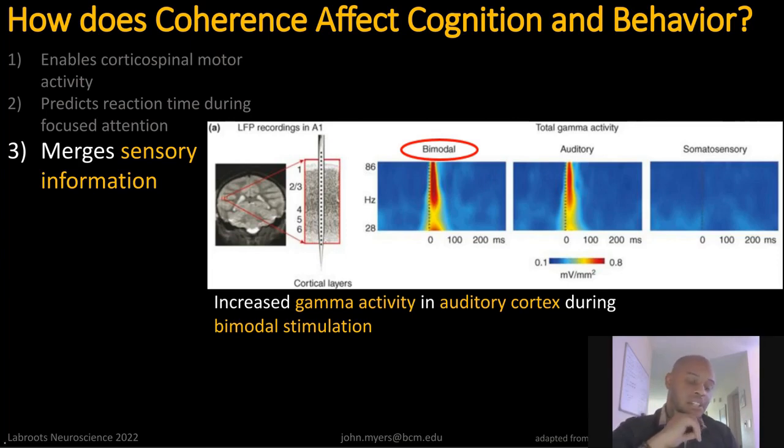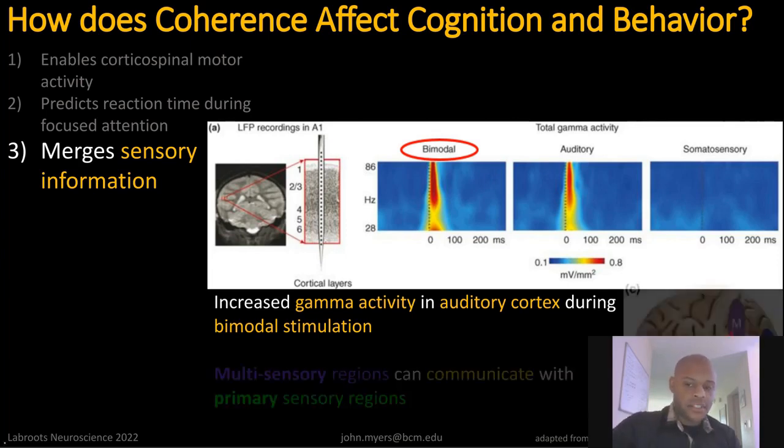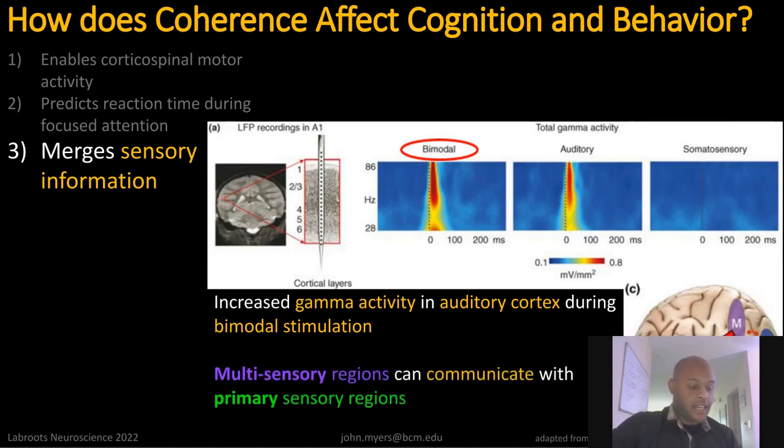So synchronization between multisensory areas and primary sensory areas like the auditory cortex are presumably the mechanisms that support this kind of increased response to dual sensation events. Because if you imagine the world that we live in, a lot of times the sights and sounds are happening at the same time. So you get multisensory integration just effortlessly.